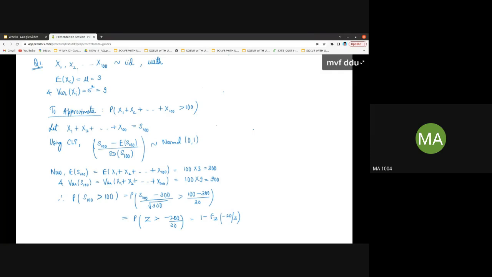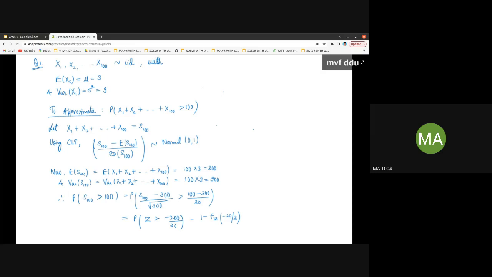In order to approximate the probability of X1 plus X2 plus X3 and so on up to X100 being greater than 100, let us say this sum is equal to some Y or S100. So here we have taken it as S100. This S100 is also a random variable, so you can take it as Y. There is no change. But the main thing is this: using CLT, S100 minus the expected value of S100 divided by the standard deviation of S100 will follow Normal(0, 1). This is what CLT says.